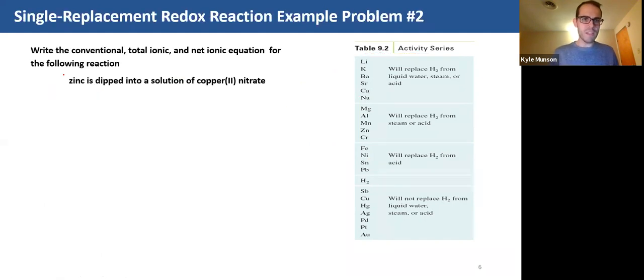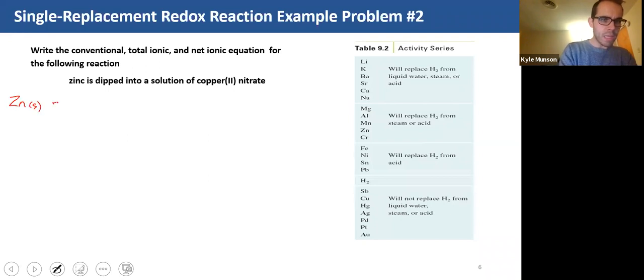We want to write the conventional, total ionic and net ionic equation for the following reaction. Zinc is dipped into a solution of copper 2 nitrate. Let's see if I have enough room here. So zinc would just be a solid, plus copper 2 nitrate. I'm going a little faster putting the compounds together because we've had a lot of example problems doing that. So that's copper 2 nitrate.